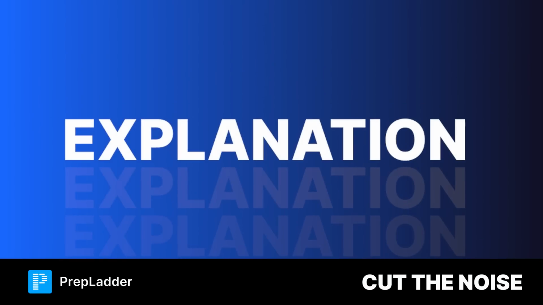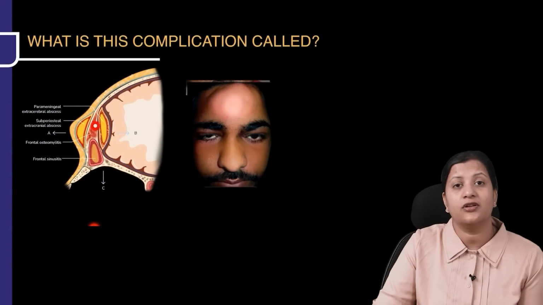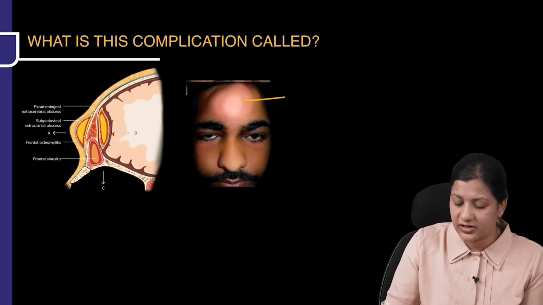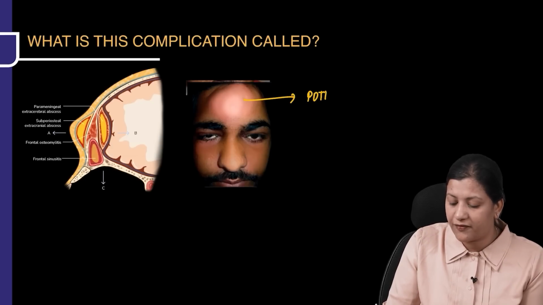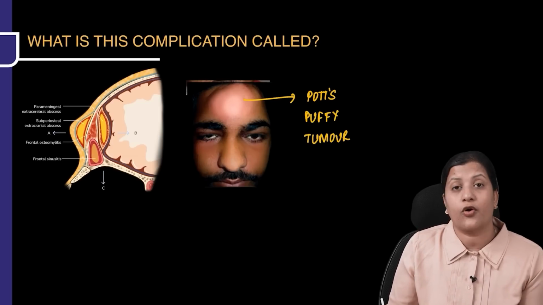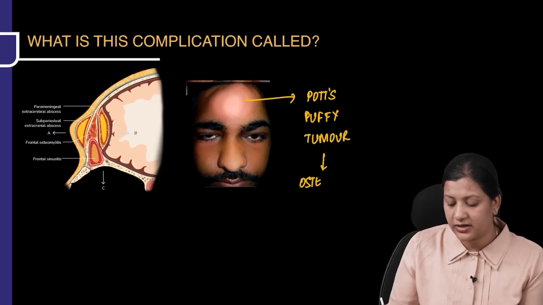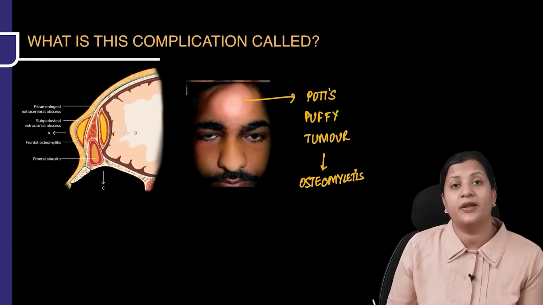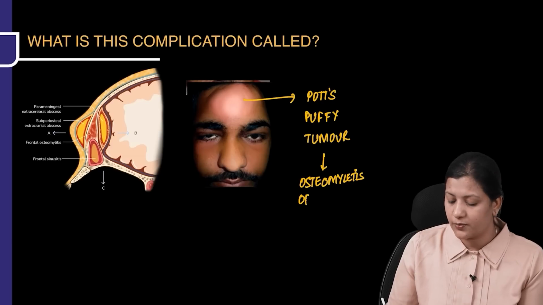Here's the explanation. Frontal sinus infection, frontal osteomyelitis, and if there is osteomyelitis of the frontal bone, we call this condition Pott's puffy tumor. So what is Pott's puffy tumor? It is osteomyelitis of the frontal bone. This can be given as an IBQ, as an MCQ. So you should know the local complication. Pott's puffy tumor is osteomyelitis of your frontal bone.